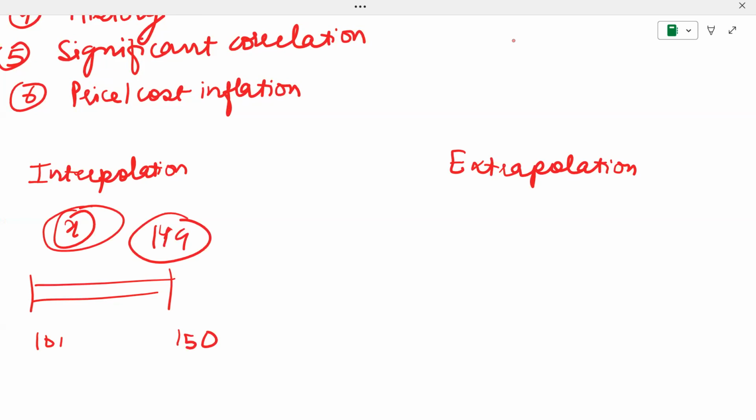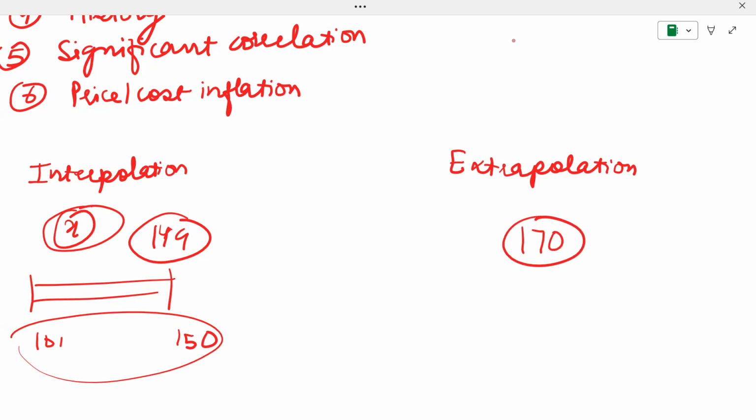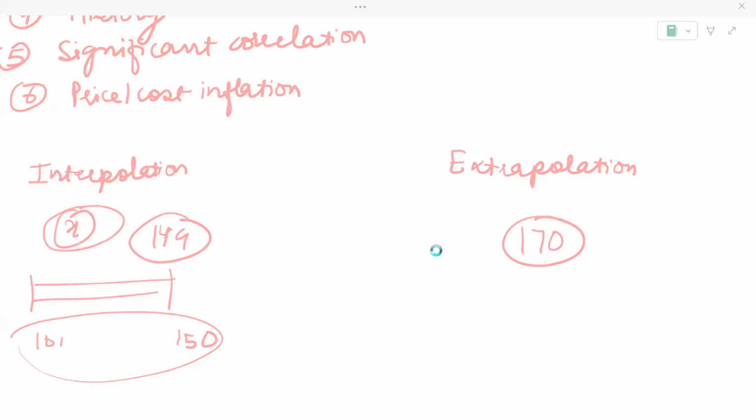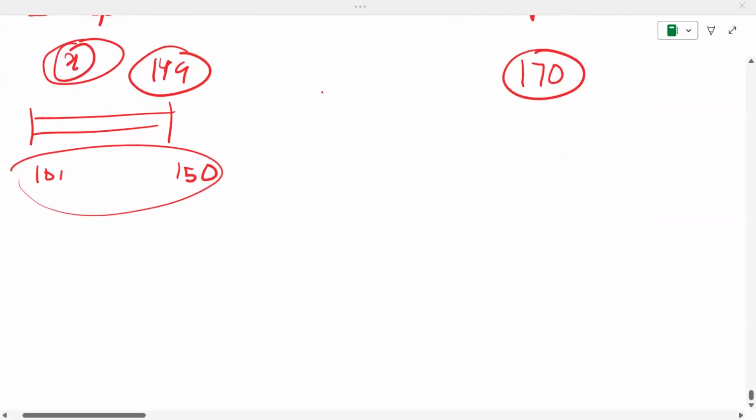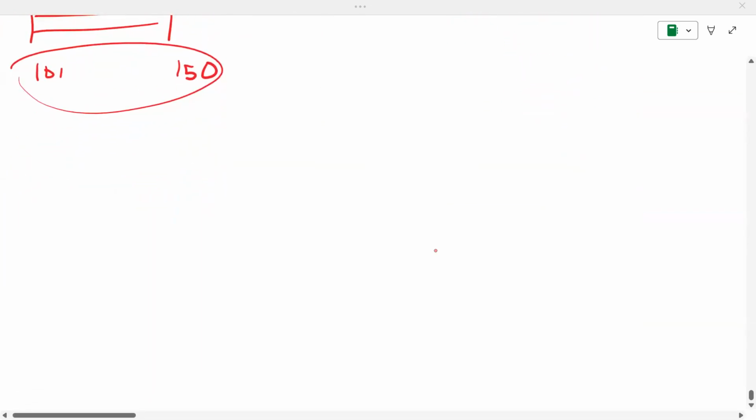Now if I talk about extrapolation, exactly the opposite thing. If this remains my range and I have an output of, let's suppose, 170, then this is extrapolation because the value of x is outside the range of our original data. Now in general, usually interpolation is much safer than extrapolation. Now let's talk about correlation.